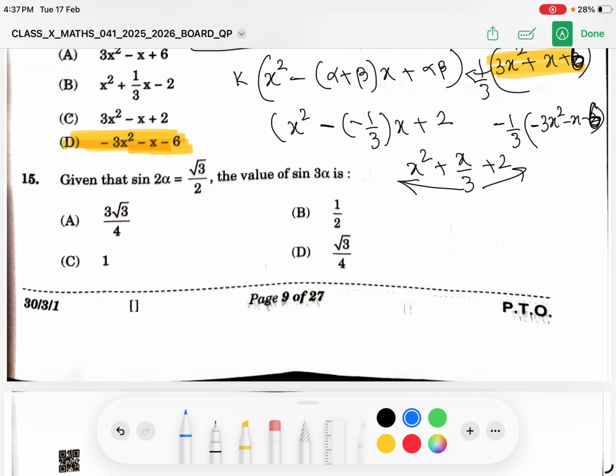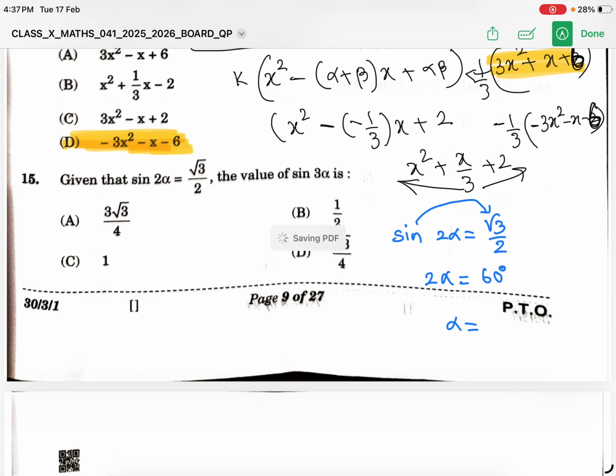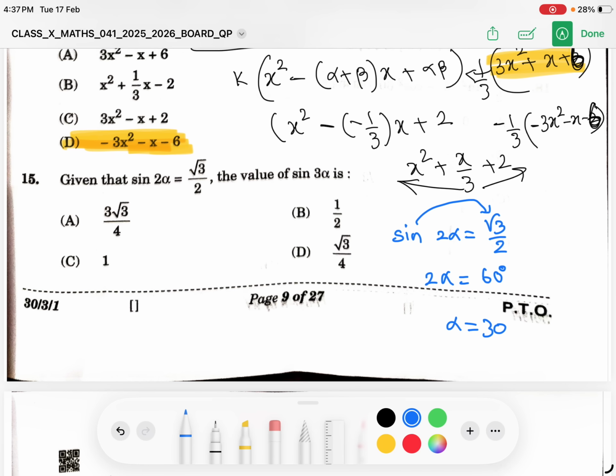Then the 15th question, very easy. Sin 2 alpha equal to root 3 by 2, then we should find 2 alpha. So 2 alpha is equal to 60 degree, because root 3 by 2 comes under sine 60 degree. So alpha equal to 30 degree. Then we should find sine 3 alpha. So sine 3 into 30 degree is sine 90 degree, so 1 is the answer.